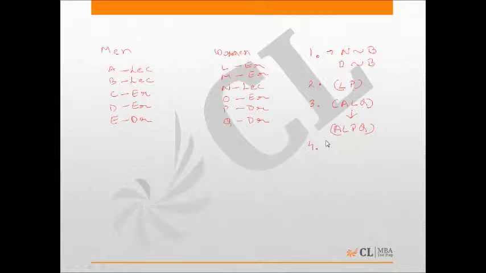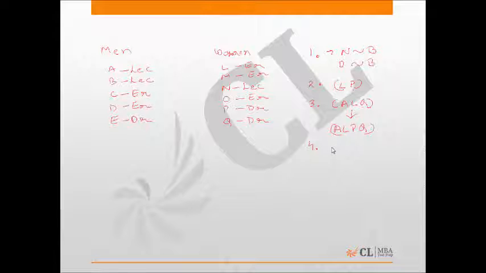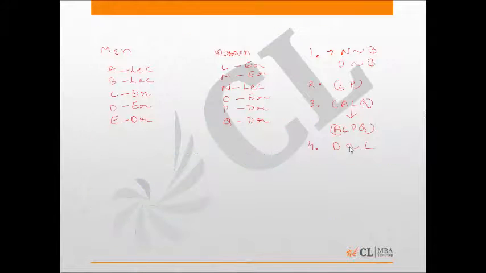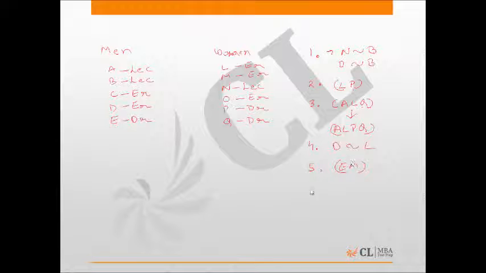So we'll move to statement 4. D and L cannot be selected together. So I'll put it like this: D negation L, D and L cannot come together. If E is selected, M must be selected and vice versa. The fifth statement says that E and M come as a pair. If any one of them is selected, the other has to be selected. L and O cannot be selected together. That means L negation O. These are our given conditions and with these conditions we will solve the questions.